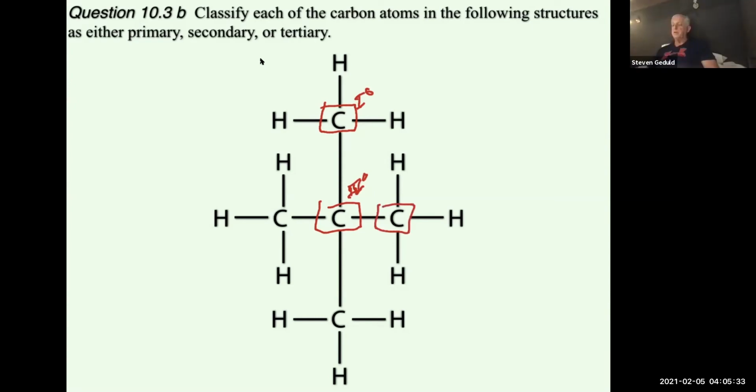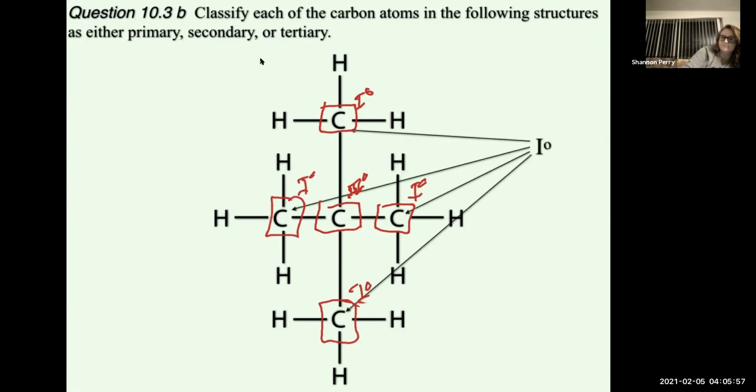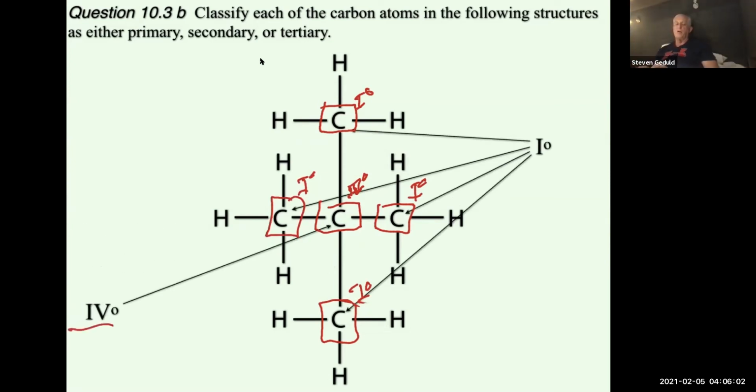And this one here would be what? Primary. And this one here, primary again. And this one here, primary again. Perfect. So all 4 of those outside are primary. And the one here is a quaternary. That has 4 carbons attached. That's usually how to identify those.